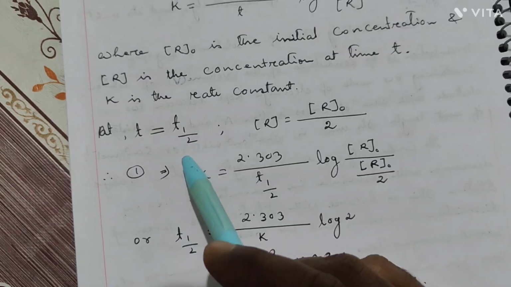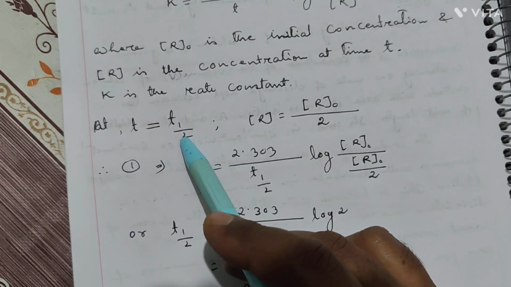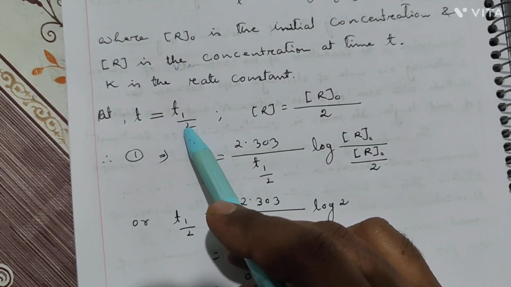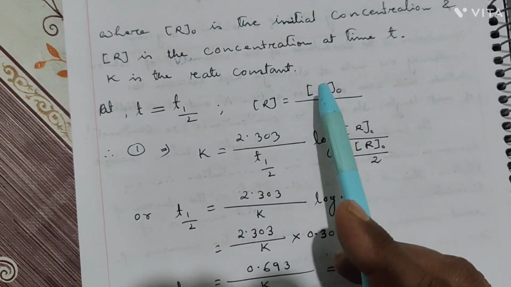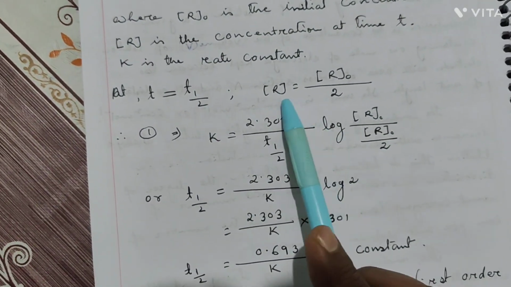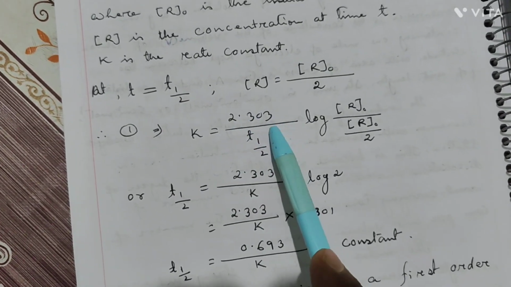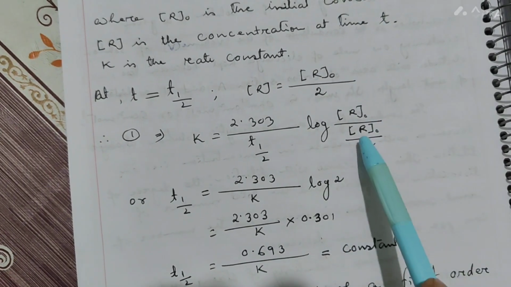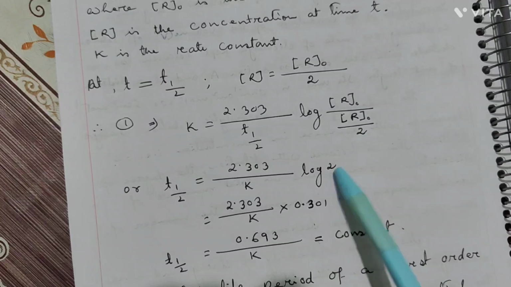You have to remember the half-life of a reaction. The half-life of a reaction is the time in which the concentration of a reactant is reduced to 1/2 of its initial concentration. So at t = t half, [R] becomes [R]0/2. Put the value of t and concentration of R in equation 1. It becomes k = 2.303/t half log [R]0 divided by [R]0/2. You will get t half = 2.303/k log 2.